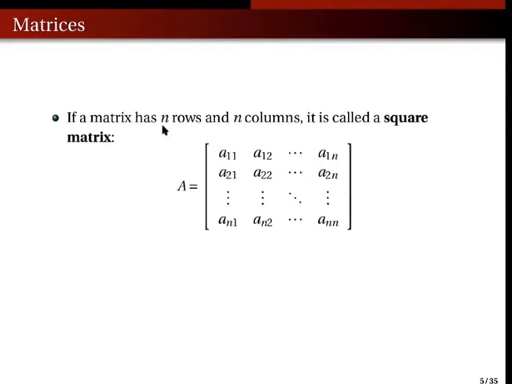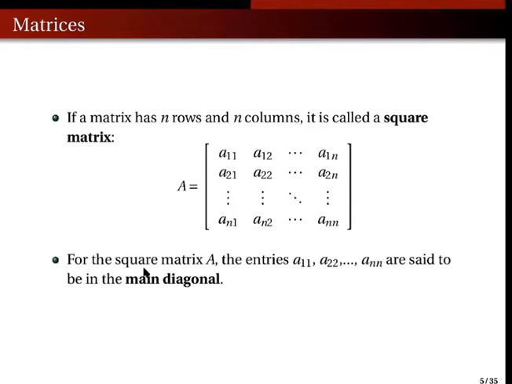Now, if a matrix has n rows and n columns, the same number of rows and columns, it is called a square matrix. And we have this notation, of course, A11, A12, until A1n, and so on. You have An1, An2, until Ann. So this is a square matrix. And a lot of times we'll be dealing with square matrices.